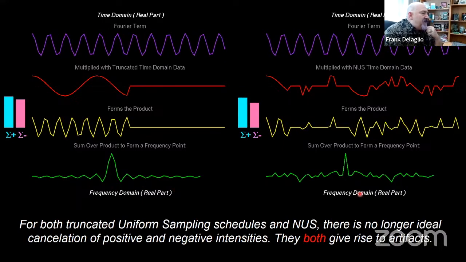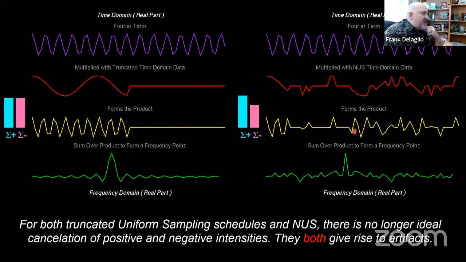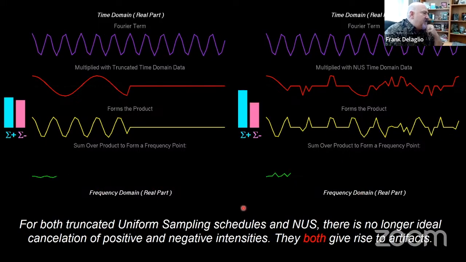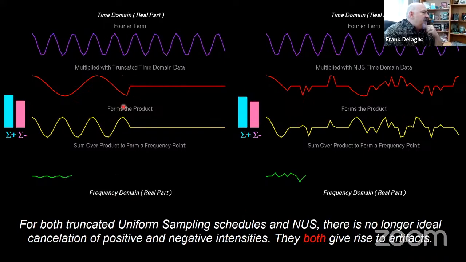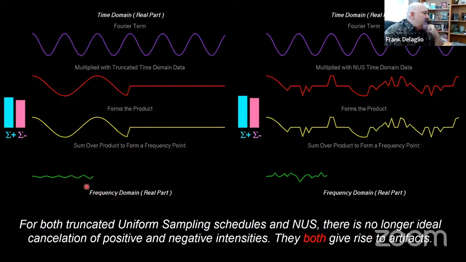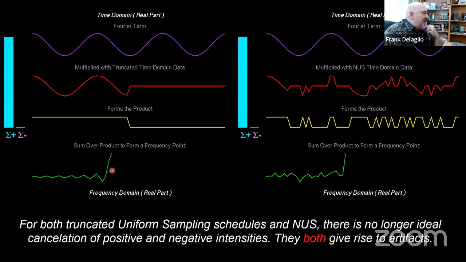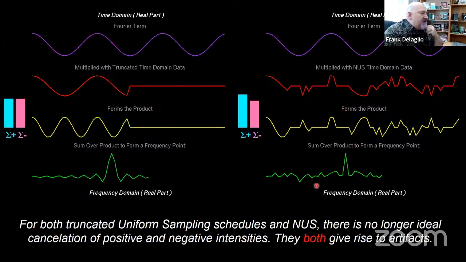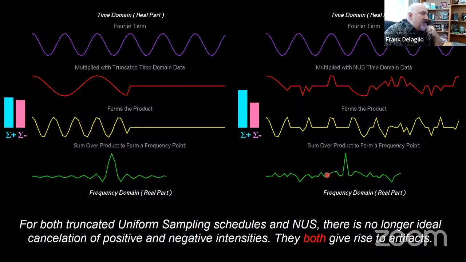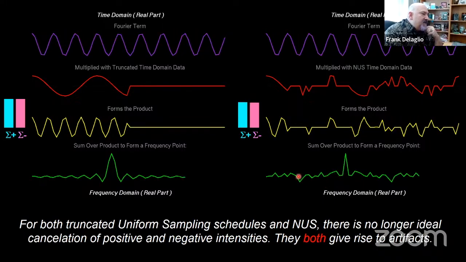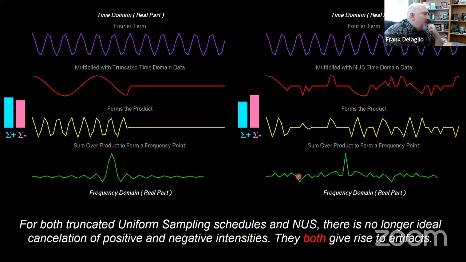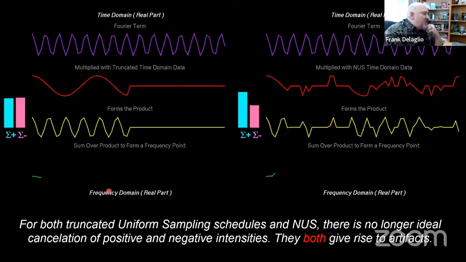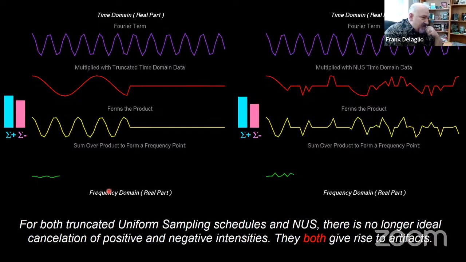In both of these cases, we have two different sampling schedules. They both have artifacts associated with them. For the uniform sampling schedule, the artifacts are oscillating and regular. And for the non-uniform sampling schedule, the artifacts sort of look like random noise, but they're not random. Every peak in a spectrum like this will have the same artifacts.